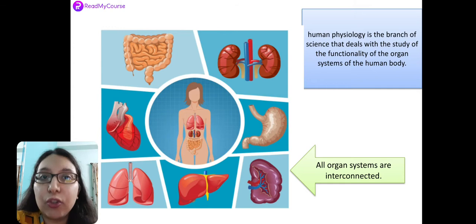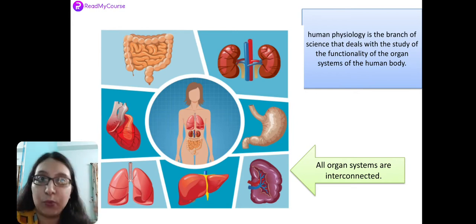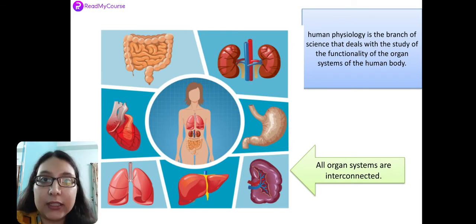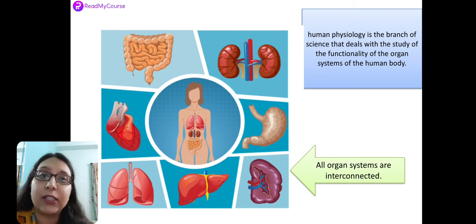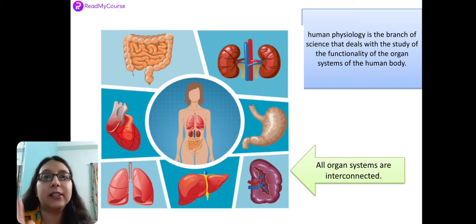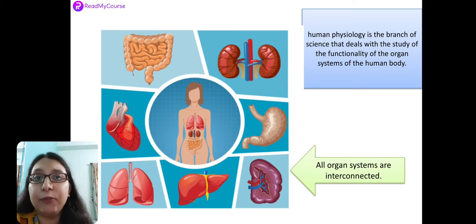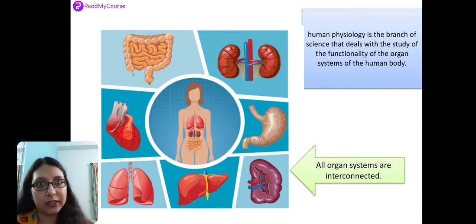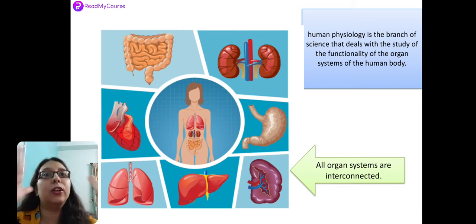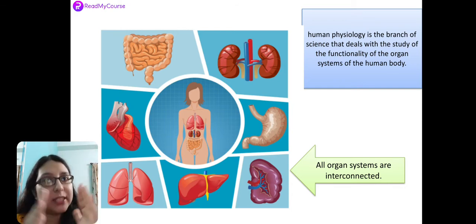Now, what is human physiology? Human physiology is the branch of science that deals with the study of the functionality of the organ systems within our body. There are various organ systems within our body, for example the respiratory system, the digestive system, the excretory system, and the central nervous system. One thing we should always keep in mind is that though we will study them separately for our understanding, all these organ systems work on a coordinated level. They do not work separately.